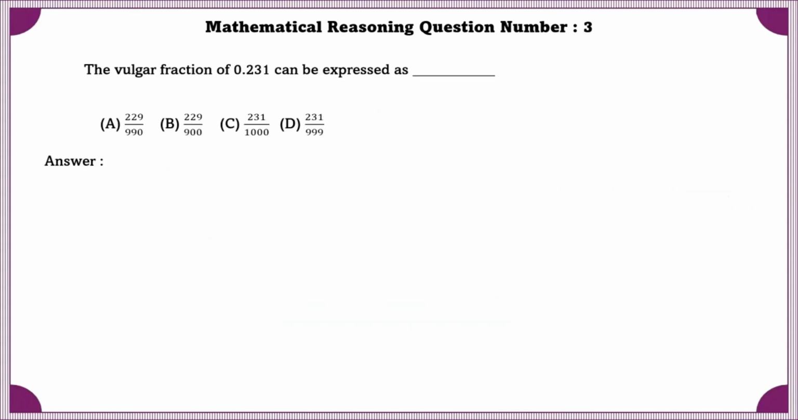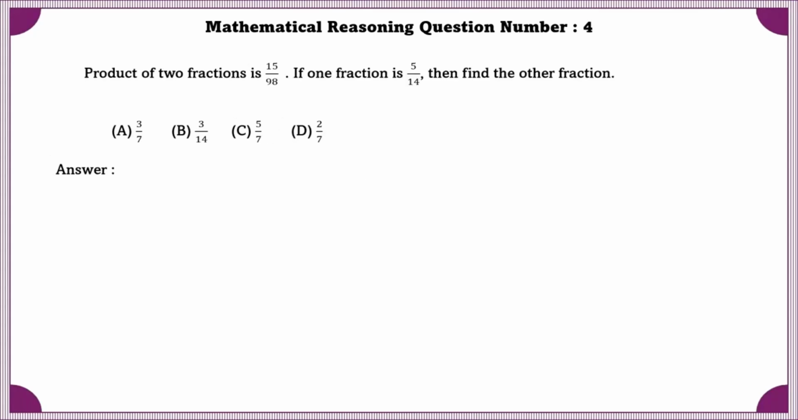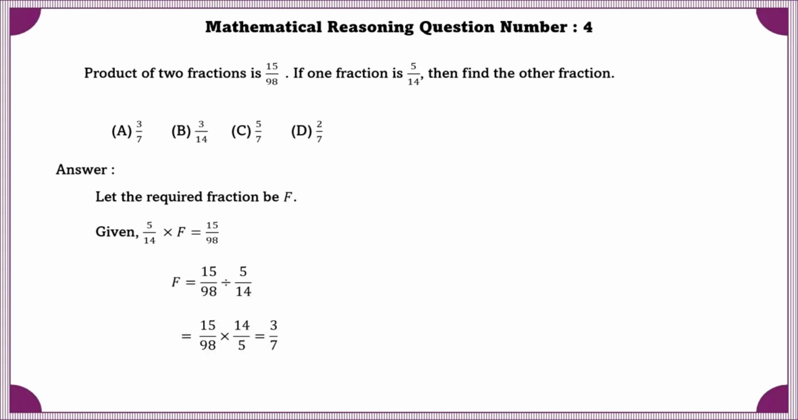Mathematical reasoning question number 3. The vulgar fraction of 0.231 can be expressed as. The vulgar fraction can be expressed as the C option. Mathematical reasoning question number 4. Product of two fractions is 15 by 98. If one fraction is 5 by 14, then find the other fraction. Let the required fraction be f. Given 5 by 14 into f is equal to 15 by 98. Now solving for f, we will get the answer as 3 by 7.